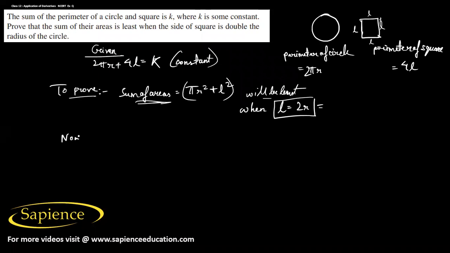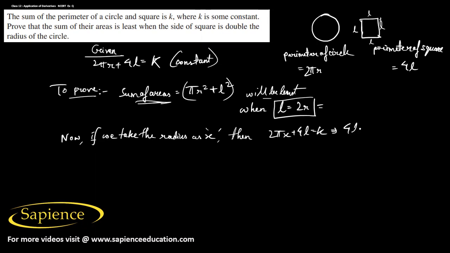So now, if we take the radius as X, then we can say that 2 pi X plus 4L is equal to K. So the length 4L will be equal to K minus 2 pi X. So L will be equal to K by 4 minus pi X by 2. So this is the length of each side of the square.